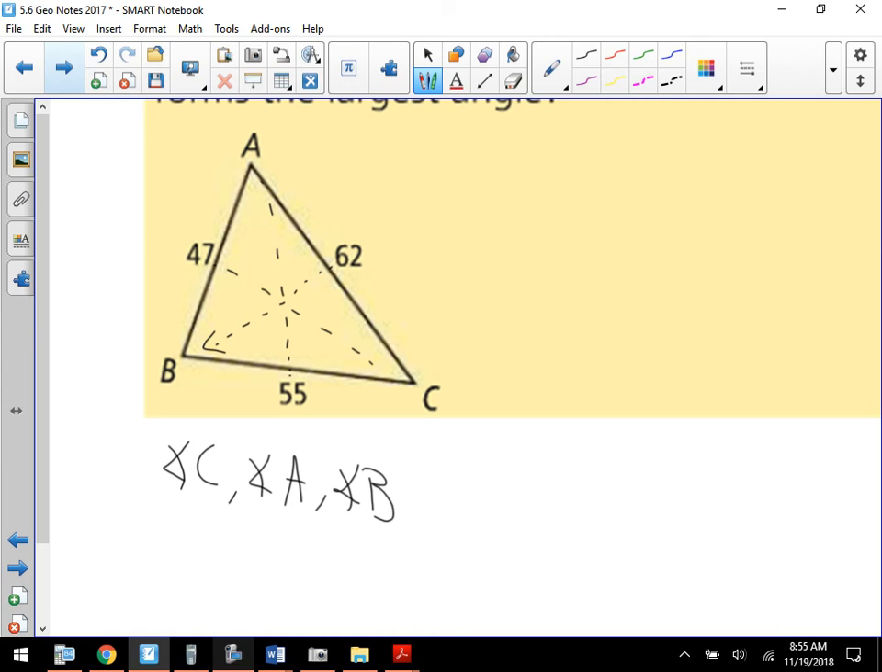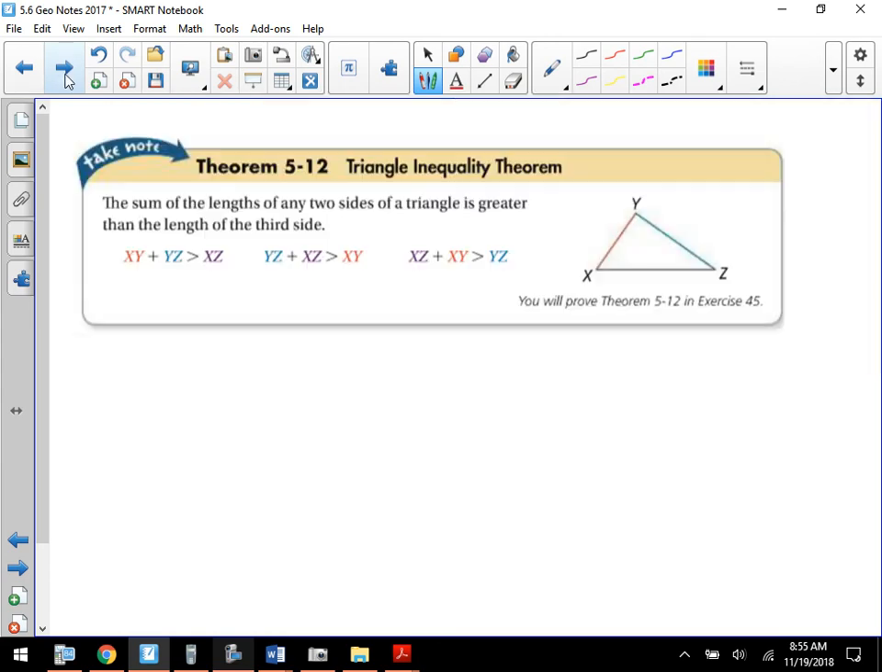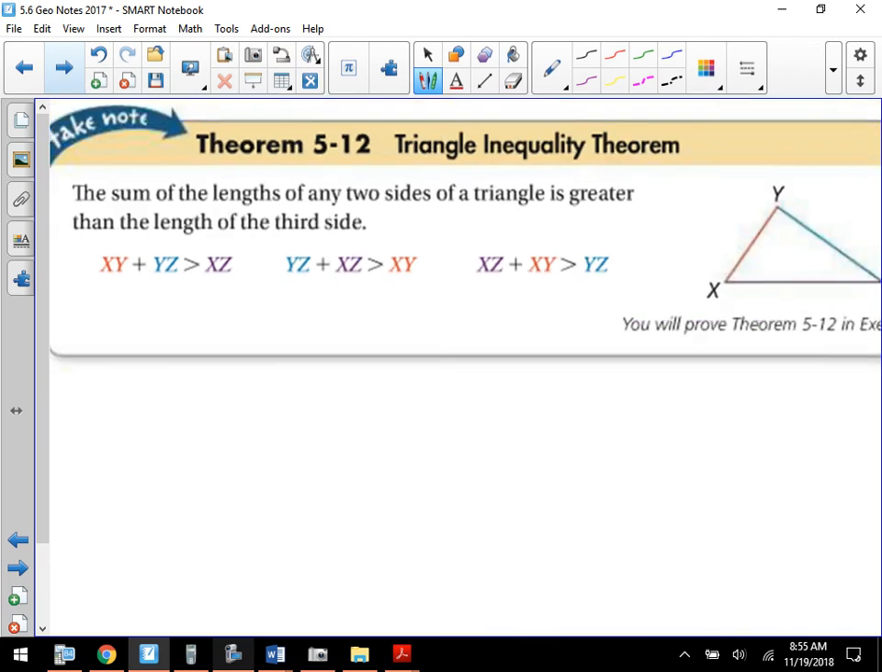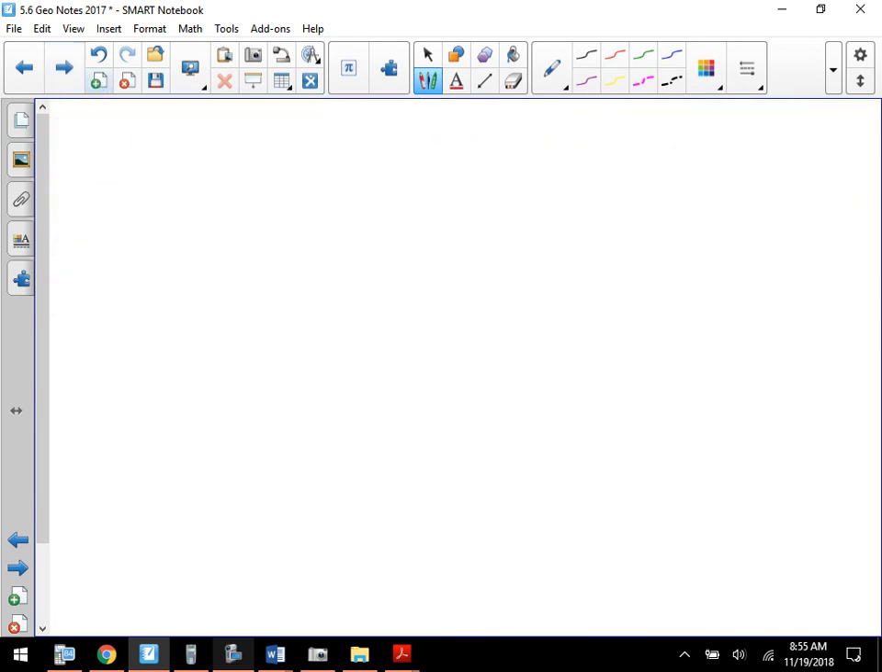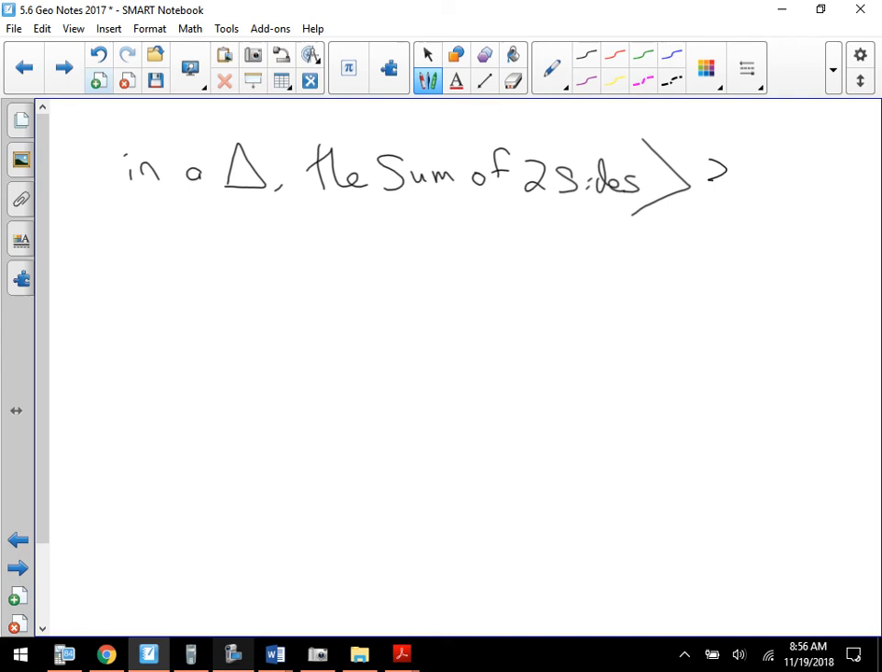Which means there's this weird thing that happens with triangles. It's called the triangle inequality theorem. Basically what this means, in a triangle, the sum of two sides must be greater than the third.